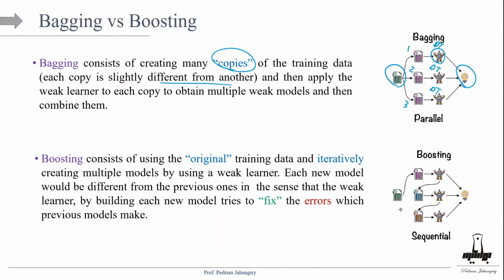Again, if it is classification, use majority vote. If it is regression, simply take the average. This is the definition of bagging: creating many copies of the training data. Boosting, however, consists of using the original training data. We work with our original data set and iteratively create multiple models by using a weak learner. The idea of boosting is very neat.